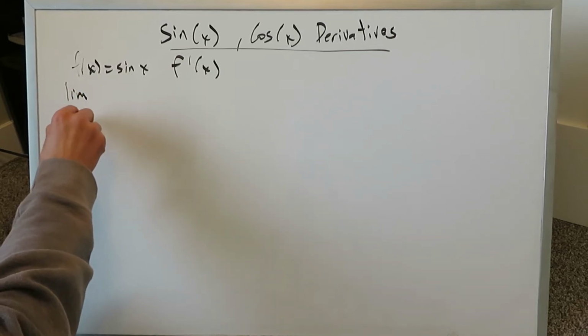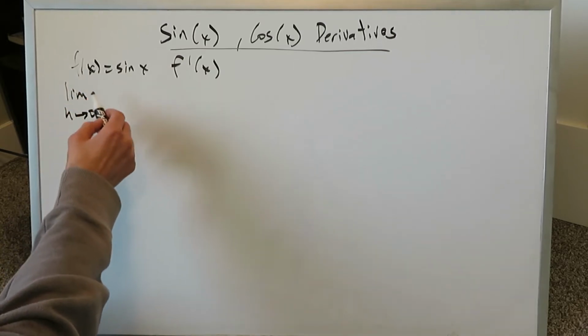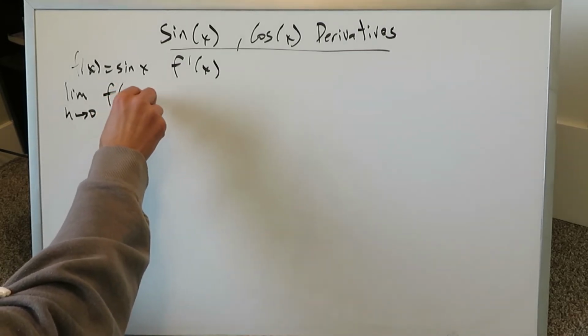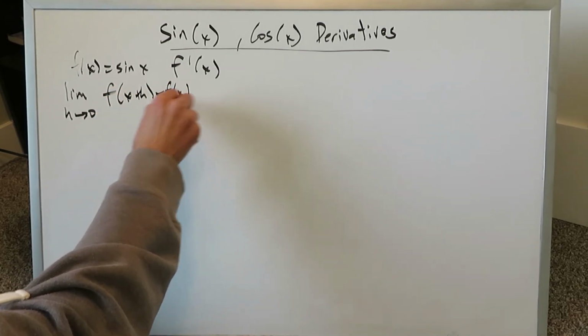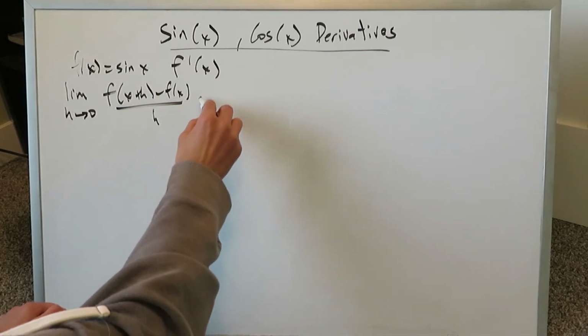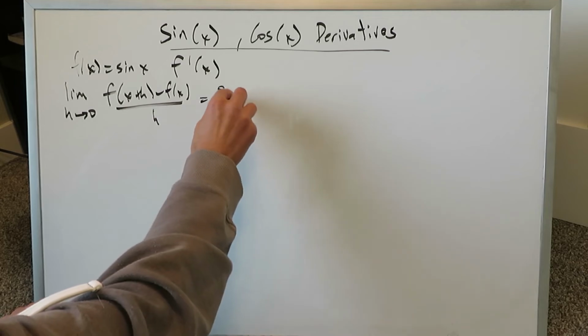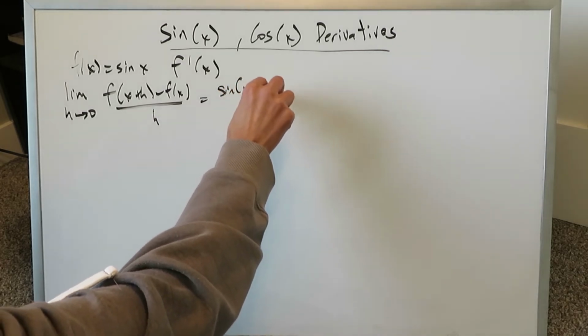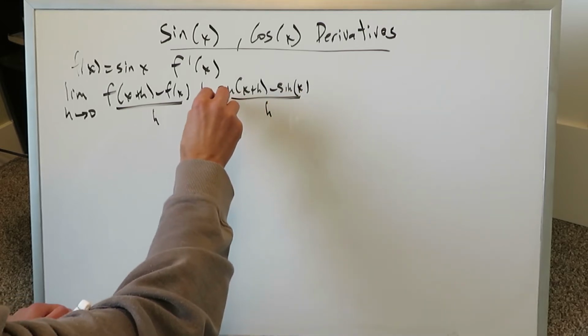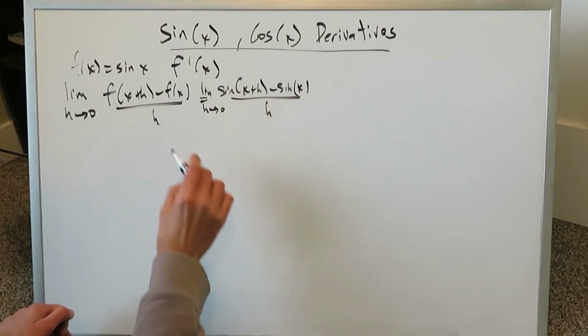Limit as h approaches 0, you have f of x plus h minus f of x over h. We have to remember this formula. It's something you don't want to take for granted. You plug this function in regards to that: sine of x plus h minus sine x all over h. I should have the limit designation over here, limit as h approaches 0.